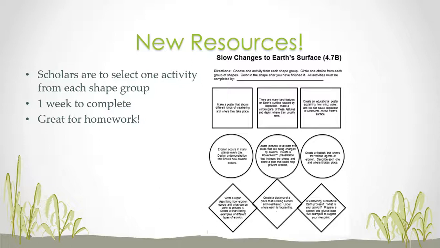And what the scholars are asked to do is to choose one activity from each shape group. The way that I've utilized it in the past is that I make it a homework assignment for the week. I give it to scholars on a Monday, and I take it up from them on Friday. And they have that whole week to work at their leisure or pace themselves. And as long as they complete one activity from each shape group, they'll do great. It'll be fine.